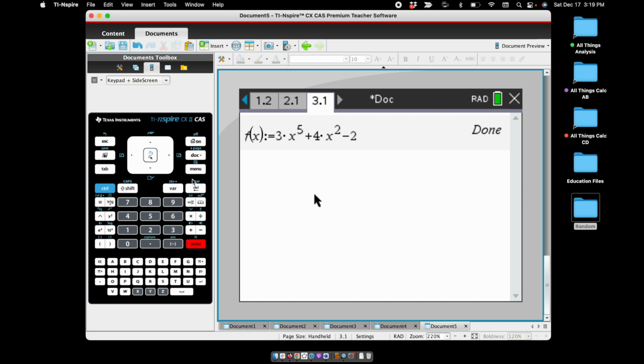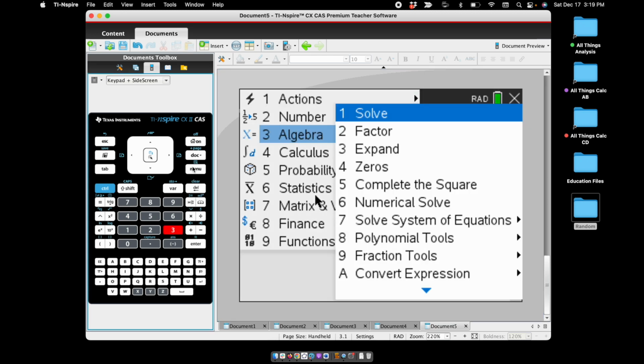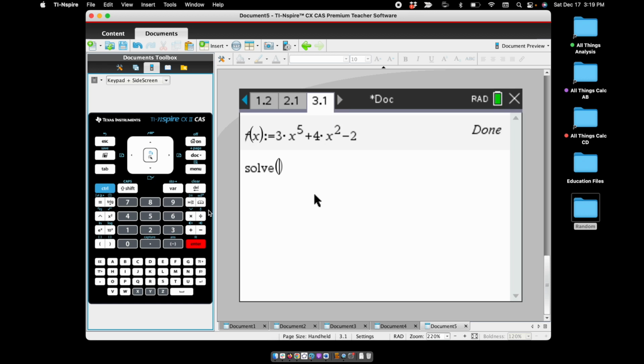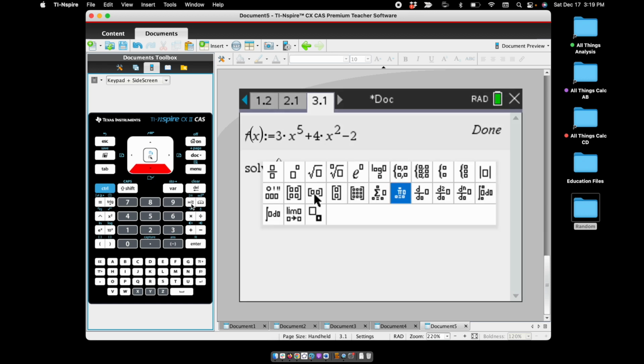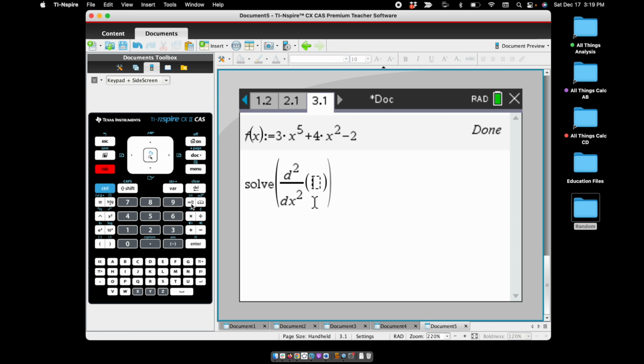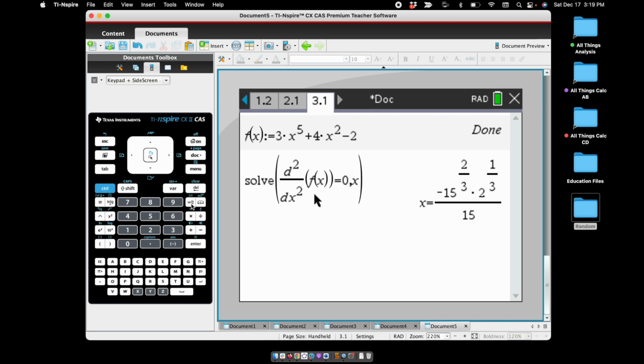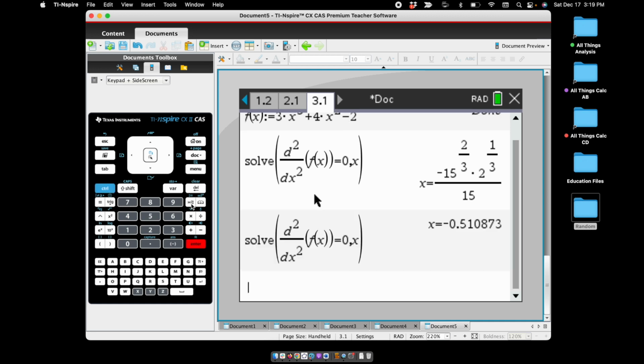All right, so I want to solve menu 3, 1, and I need the second derivative with respect to x of f of x, because I'm looking for the point of inflection, equals 0 for x. Oh, man. Let's get a decimal. So negative 0.511, let's say. And now I'm looking for the slope of the line tangent to the graph.